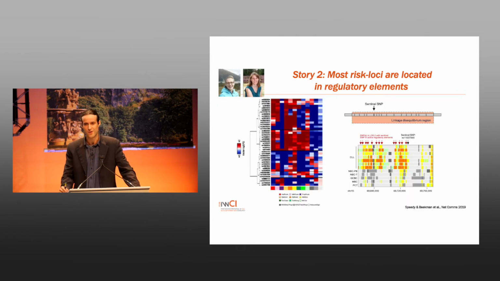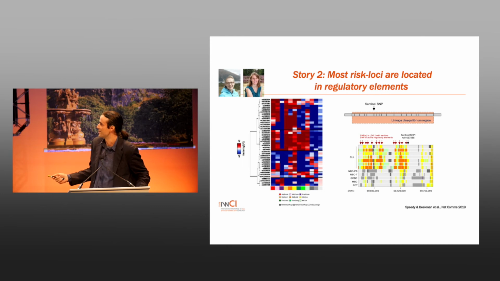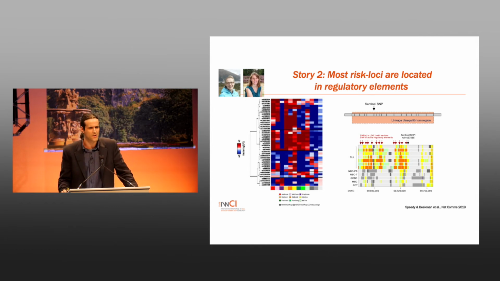Indeed, when we took the SNPs that predispose to disease, and not only the SNP, but the entire linkage disequilibrium region, we saw a huge enrichment in regulatory elements here. You see this part here? These are enhancers. And you see that the great majority of the SNPs, with the exception of very few, are actually enriched in regulatory elements.